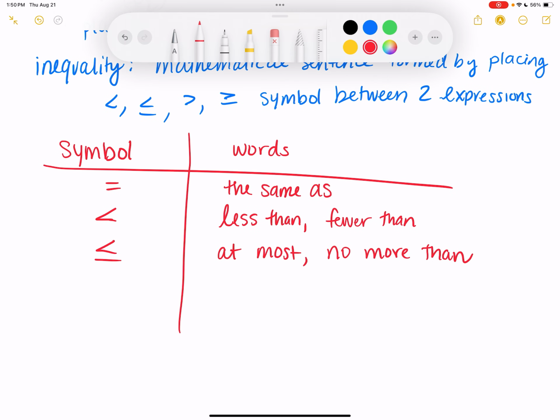then if it is opening the other direction, that would mean it's greater than. So that could just be greater than, could be more than, or something like that. And then if we have the greater than with the line under it, that's greater than or equal to. So that could be at least or no less than.